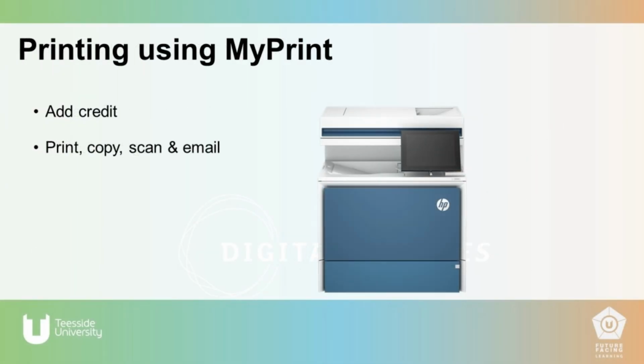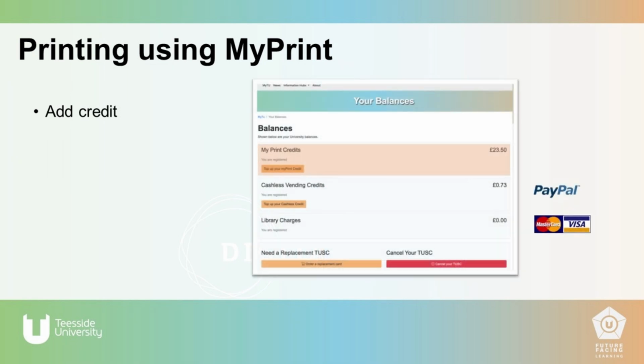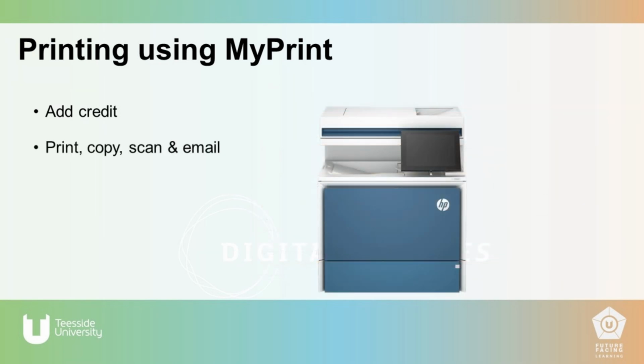MyPrint is the university's self-service printing and photocopying system for students. This is the main source of printing available on campus. The system operates by using your card and touching the options on the display panel on the MyPrint station. In order to print or copy, you need to add credit. This can be done by visiting the Balances tile on the student portal and topping up your MyPrint account using a credit or debit card. The MyPrint stations are multifunction devices and will allow you to print, copy, and scan to email.